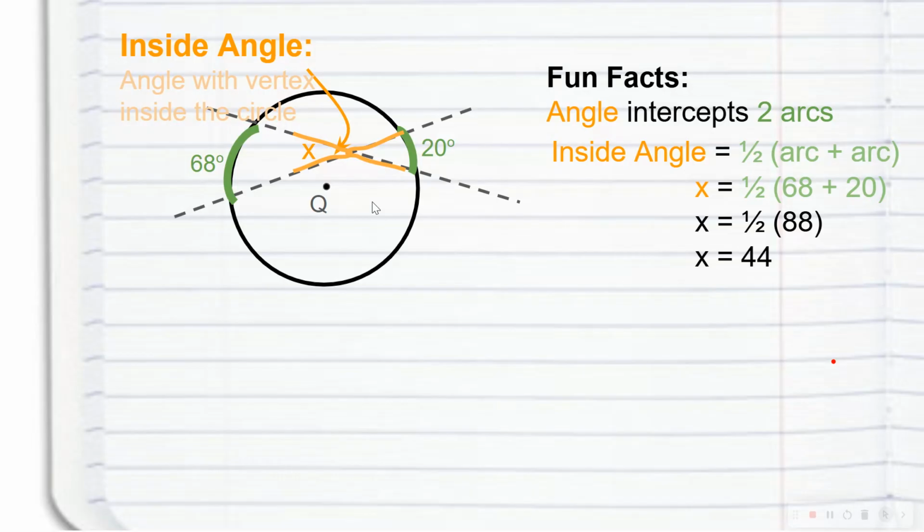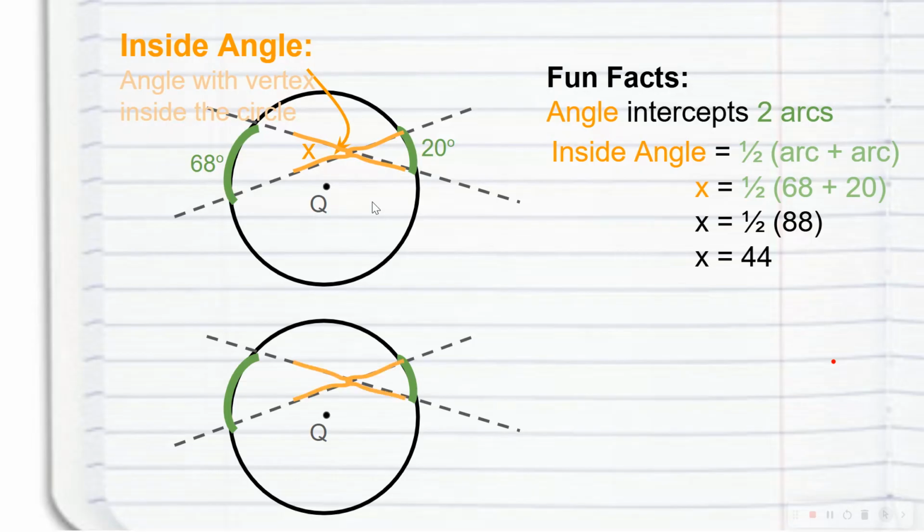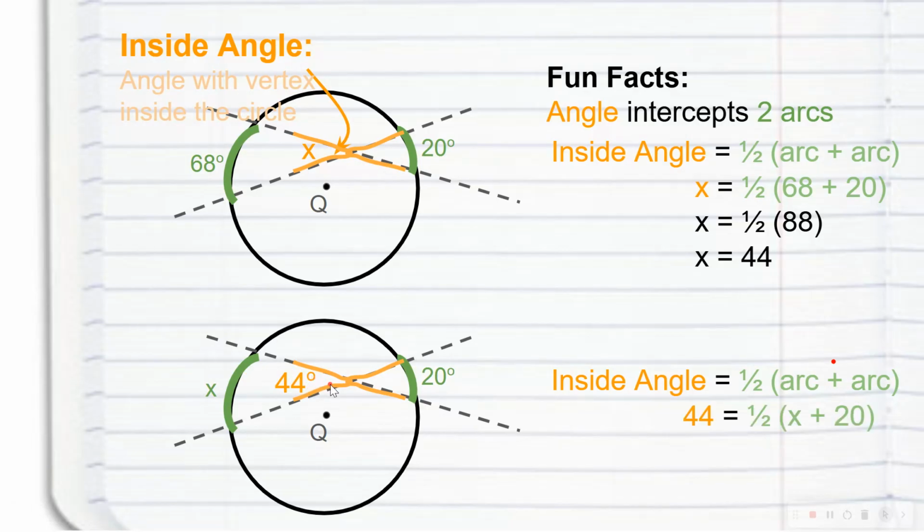Easy peasy, right? Sometimes the questions are going to reverse, so you're not solving for the angle. So I just redrew the same picture, and I'm going to act like I knew that x was 44, but I didn't know that that was 68, so I just put my x there instead. So when you're plugging it into the formula, make sure you say your angle equals 1/2 arc plus arc. So again, our angle, that's the pointy part. So 44 equals 1/2 x plus 20, or 1/2 20 plus x.